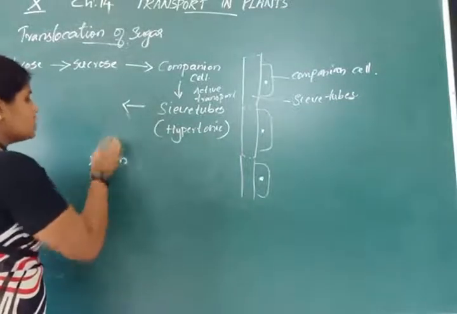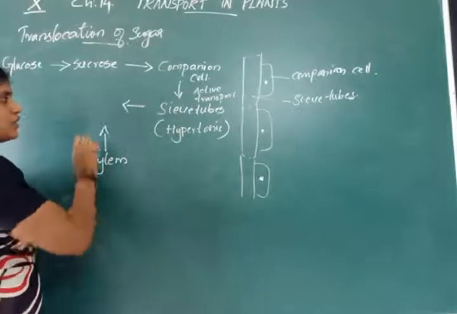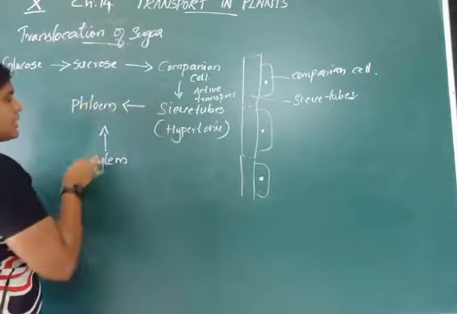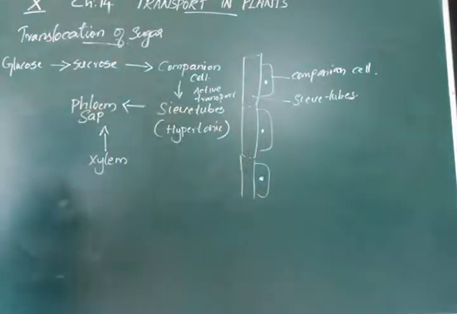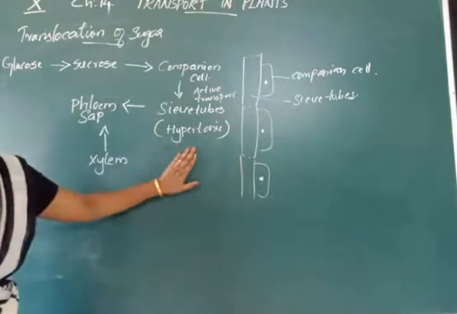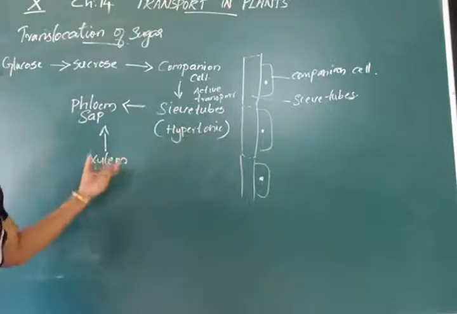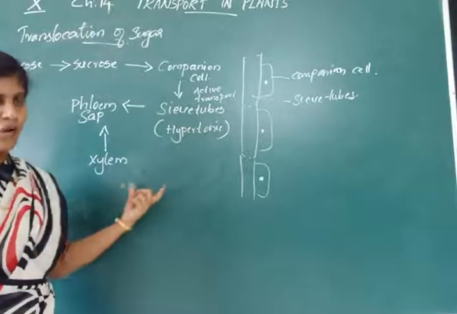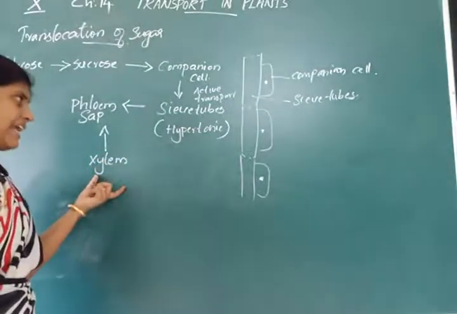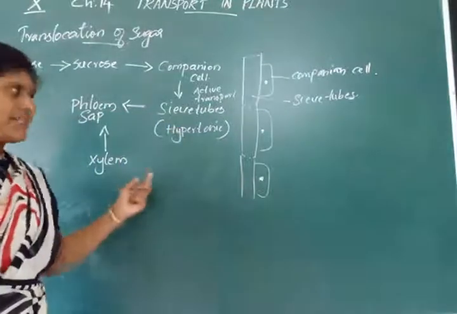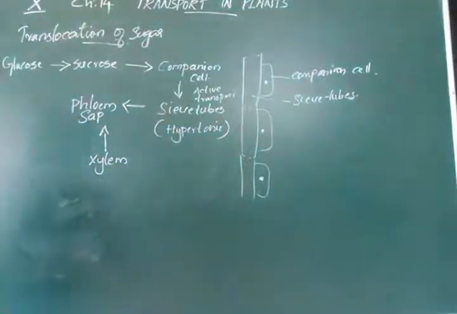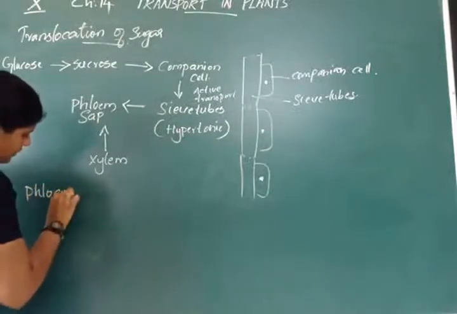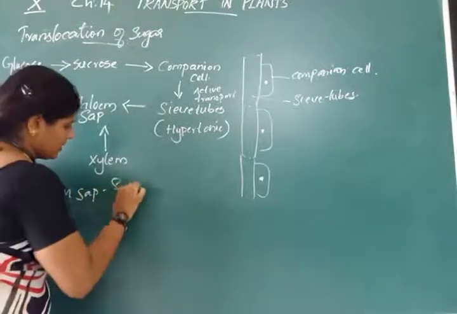Water from the xylem moves into the phloem and becomes phloem sap. You understand? As a result of this hypertonic condition in the sieve tube, the water present inside the xylem, which lies nearby the phloem, is moved into the phloem. As a result, sugar plus water is present in the phloem. That is called phloem sap. So phloem sap means sugar plus water.